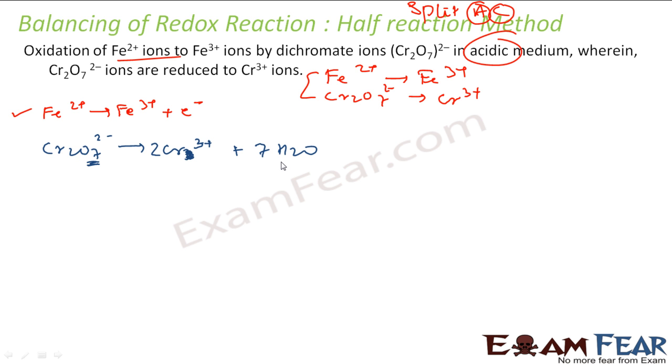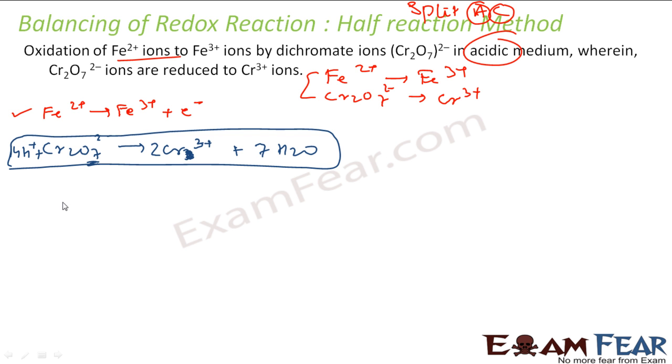But hydrogen is not balanced now. To add hydrogen, what can we do? We can add 14 H+ ions here. So with this, if you see, hydrogen is also balanced. Hope you are getting the point of what I am doing. Okay, let me do it once again. Same thing.